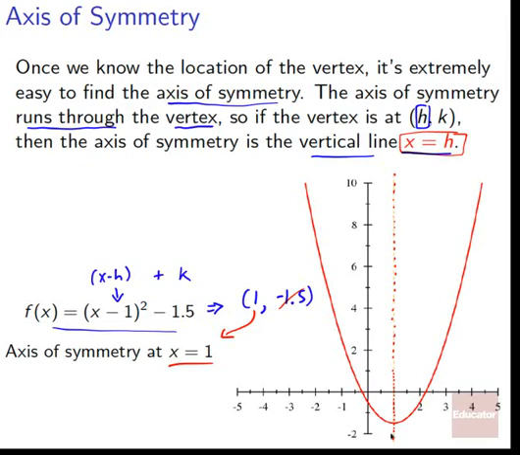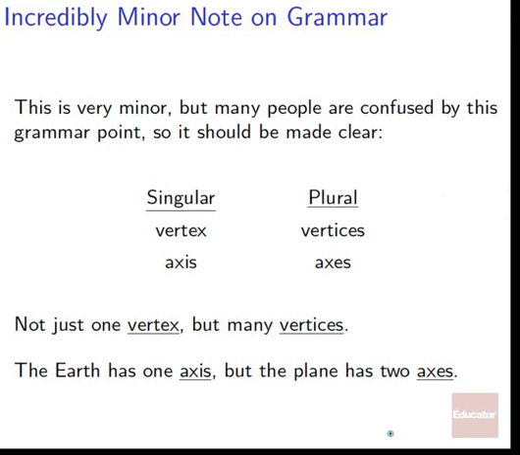Nice axis of symmetry. And here's an incredibly minor note on grammar. This is really minor, but a lot of people are confused by this grammar point, so I want you to have this clear so you don't accidentally say the wrong thing and it winds up being embarrassing. You might as well know what it is. The singular form, if you want to just talk about one, is vertex. The singular form for one is axis.